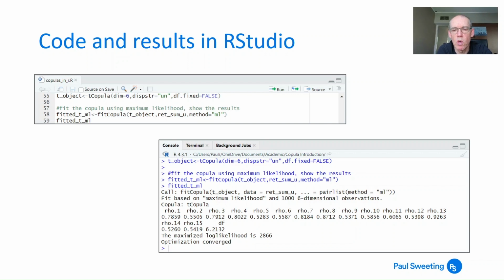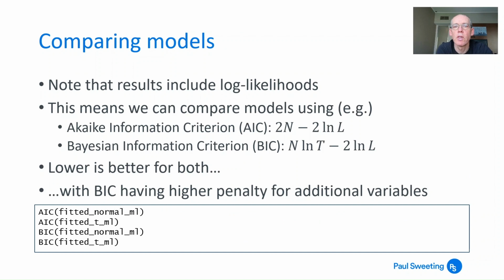We've just got one more item there, which is df 6.2132, that's the degrees of freedom. So it's not quite the same, but it's very similar. And again, we've got the log likelihood there and the optimization converged. Well, that's good to know. So you note that the results include the log likelihoods.